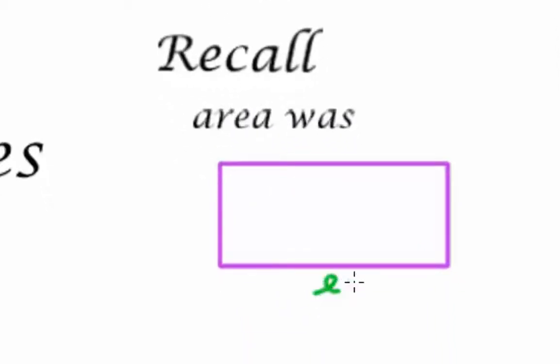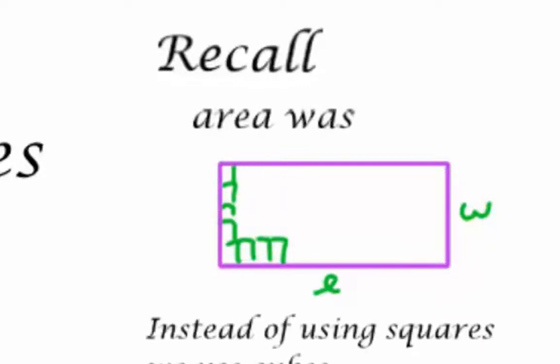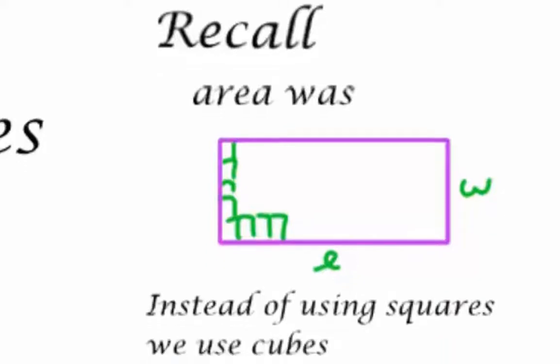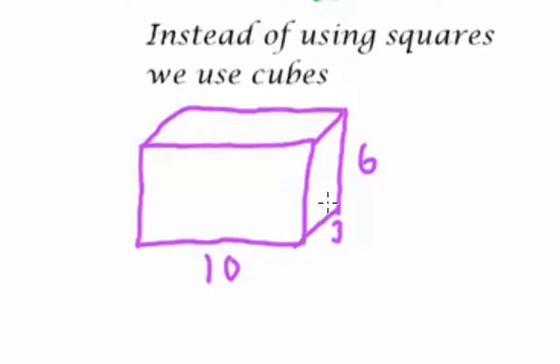Recall when we discussed area being the amount of space that was enclosed by a two-dimensional figure. So this rectangle had length and had width, and we wanted to know its area. We wanted to know how many little squares, 1 unit squares, could fit inside this rectangle. For volume, instead of using squares, we use cubes.